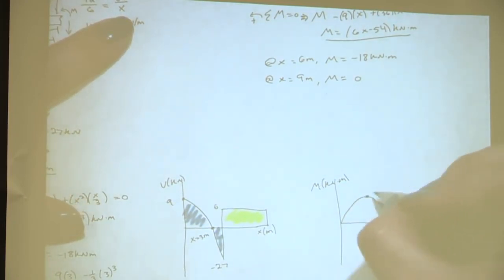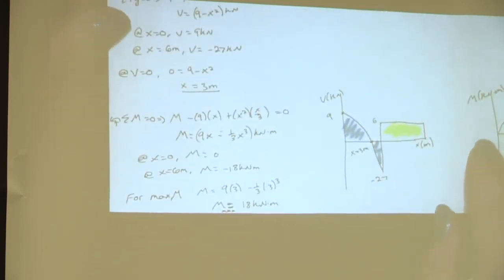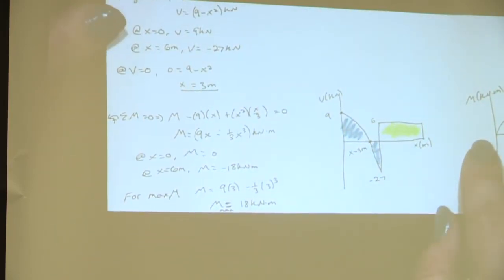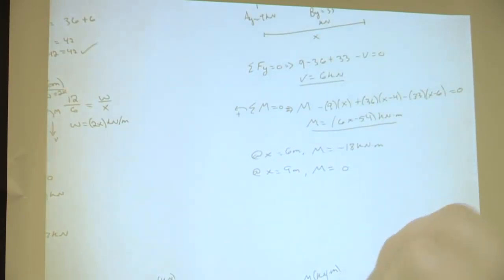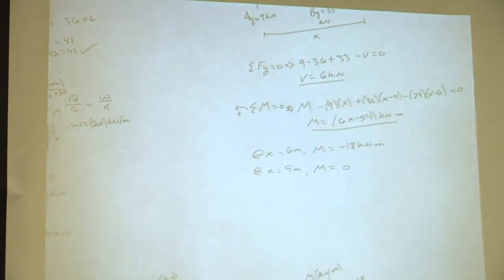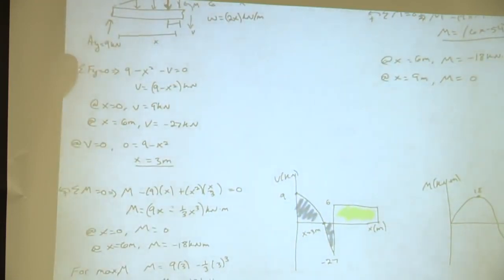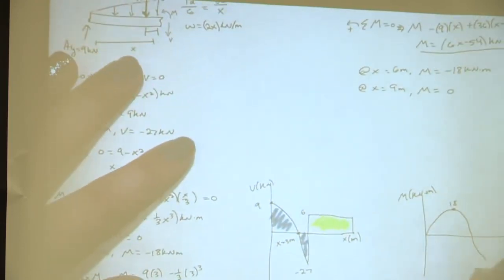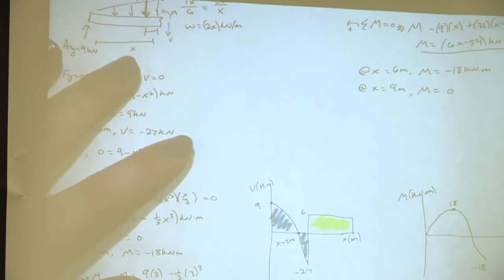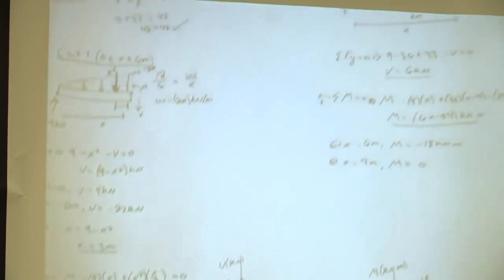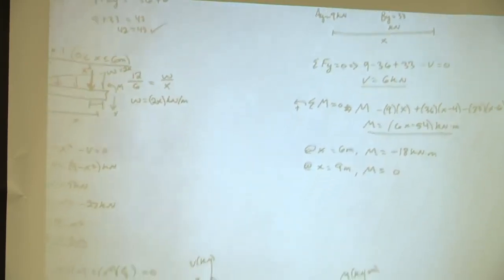And what was our max bending right here? What did we calculate that to be? 18. 18. And then what was this value down here? Negative 18. Negative 18. Okay, and then how do we get from here to here? For the second cut. Okay, so go to the second cut.